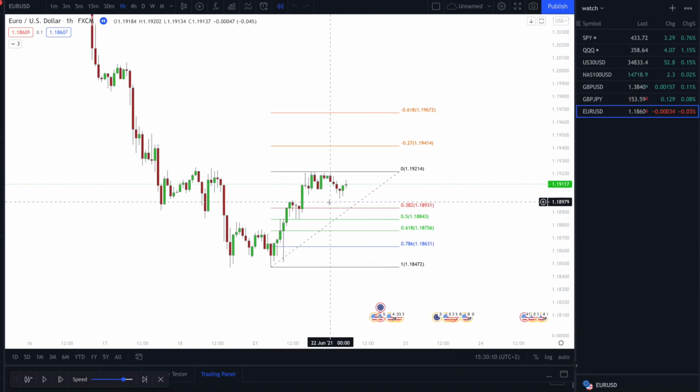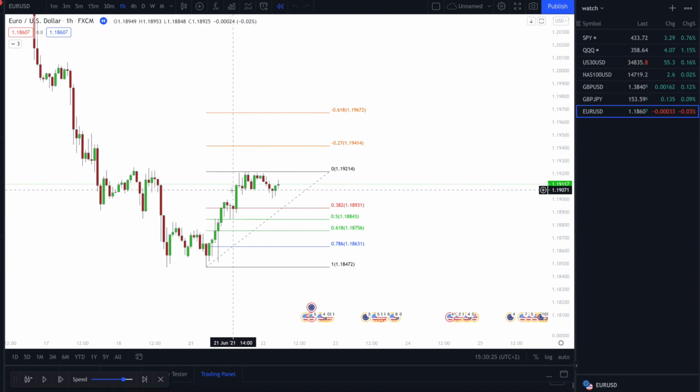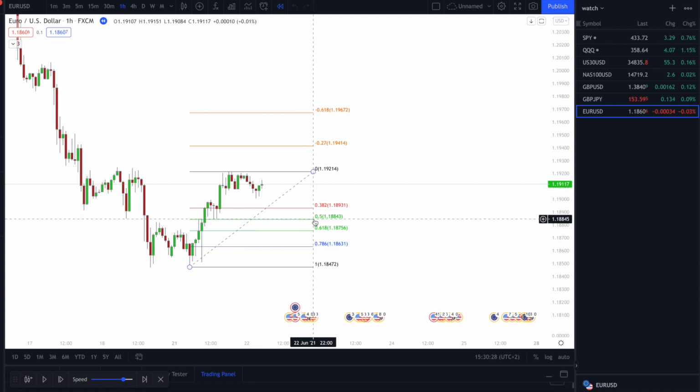So like I said, price will pull back to any of these levels. We can look left and see that previously the 0.5 has been an area which has been respected. You can see here how price respects the 0.5. So likely we're going to see price pull back to the 0.5.